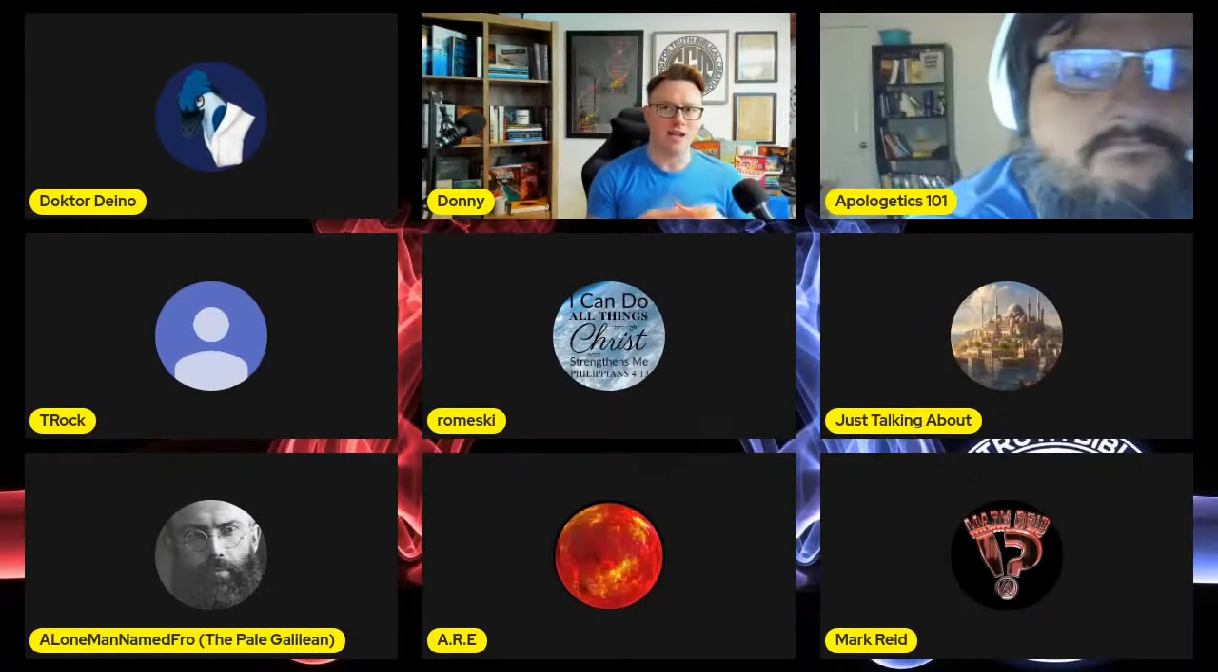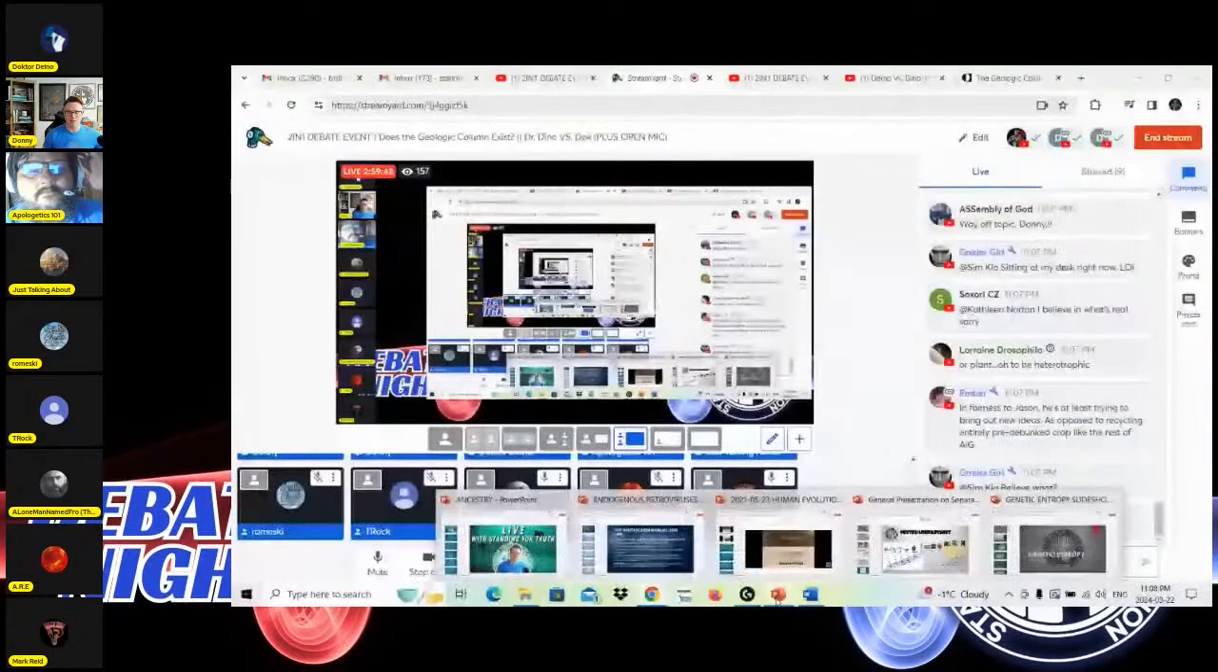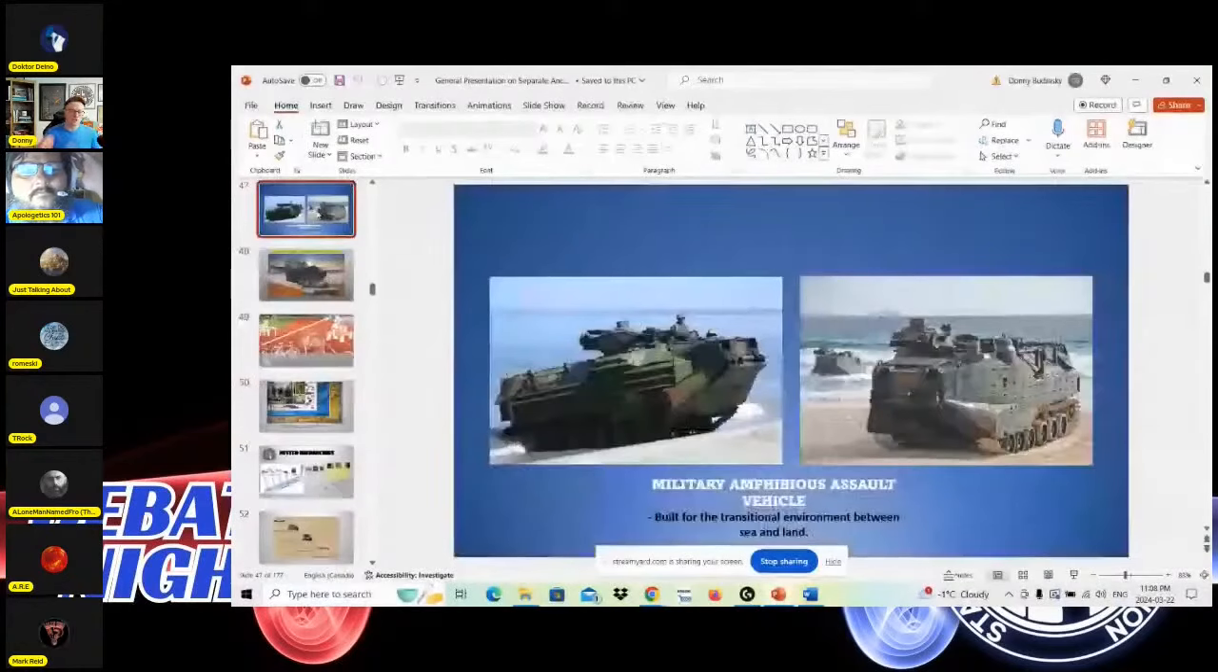Are simply reflecting the intermediate ecosystems that they existed in. Very similar to your military amphibious assault vehicle right here. Human engineered. Yeah, I would like to say something about that, Donnie, because I think that's a false analogy. Sure, go ahead. Yeah, so it's a false analogy.